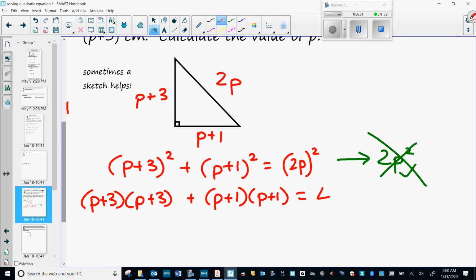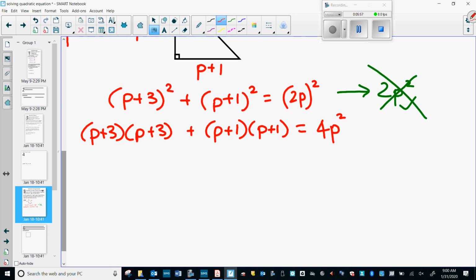4p squared. Very excitable today, Julia. Thank you, I love it. So hopefully you'll have as much energy for the rest of the day. Me too. 4. Because what is... Oh, 2p? Sorry, I thought you were adding up two p's. Never mind.